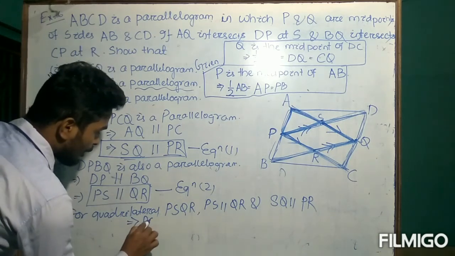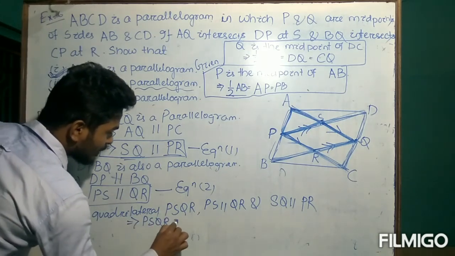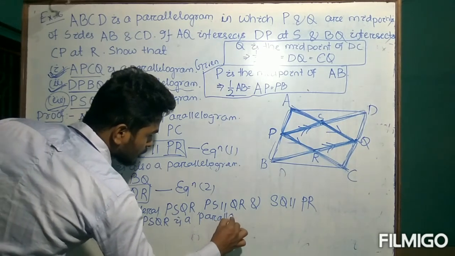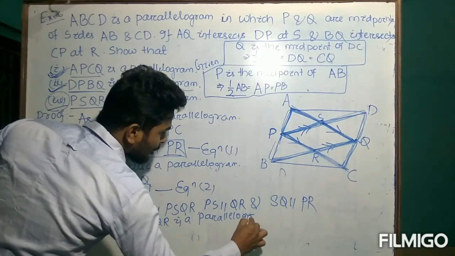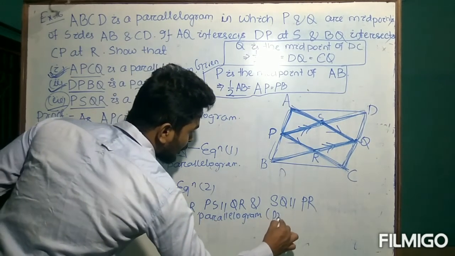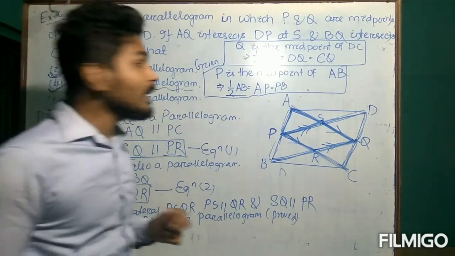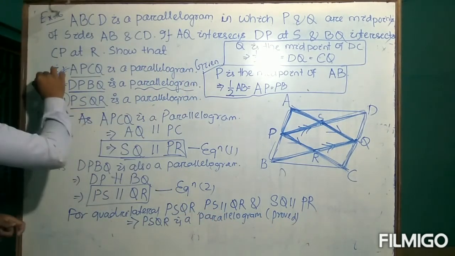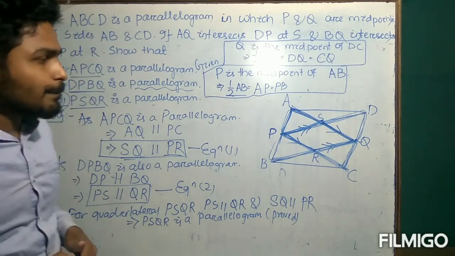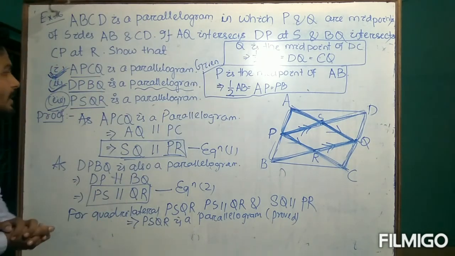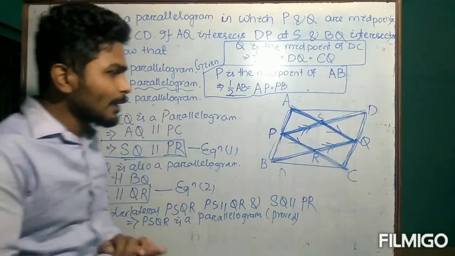Hence, PSQR is a parallelogram. Okay, now it is proved. So in order to prove the third statement, we take the help of the first two statements. Now we have proved the complete question, and PSQR is a parallelogram. Now it has been proved.